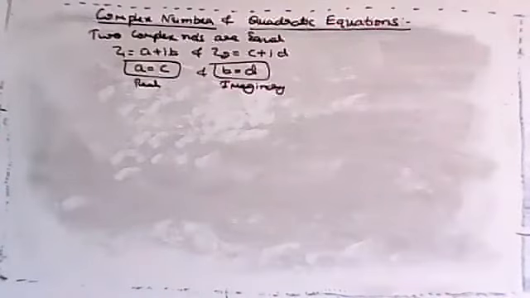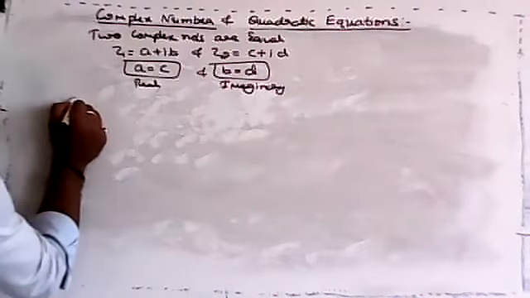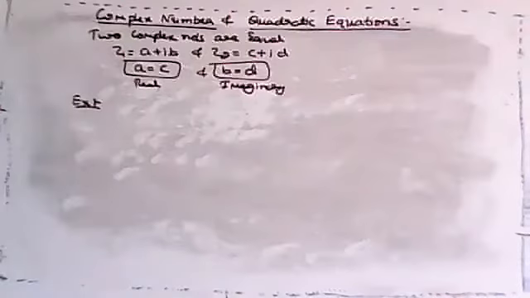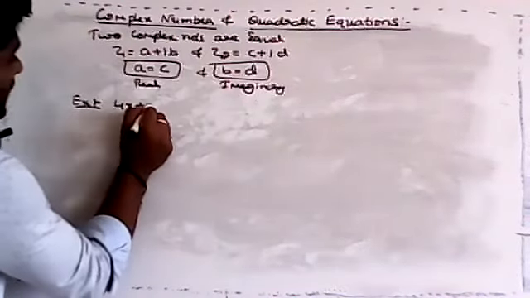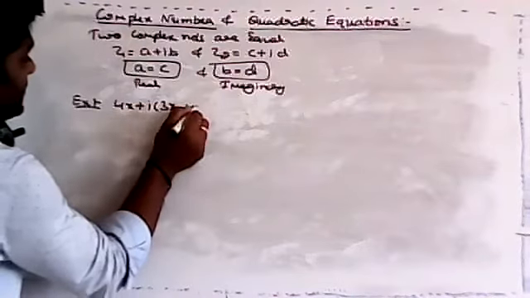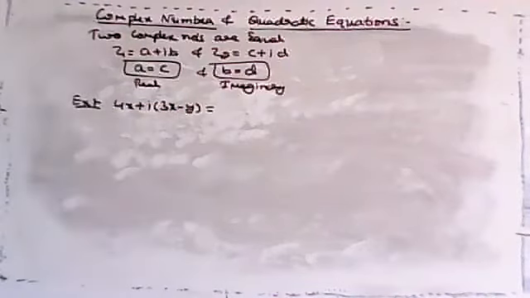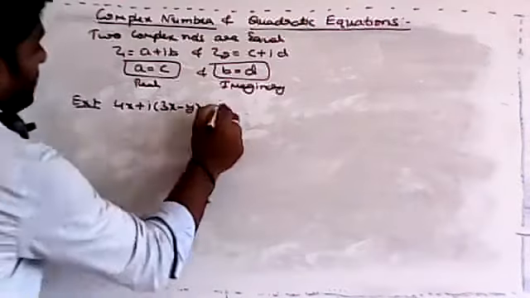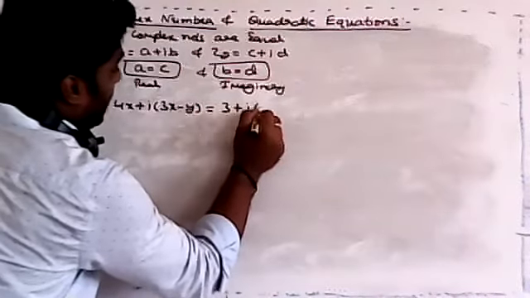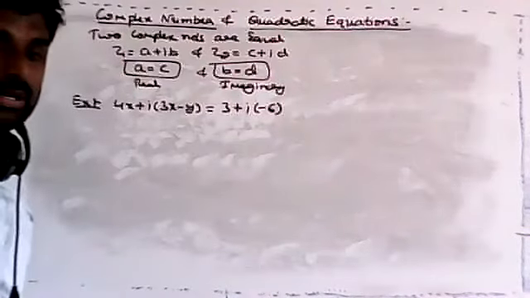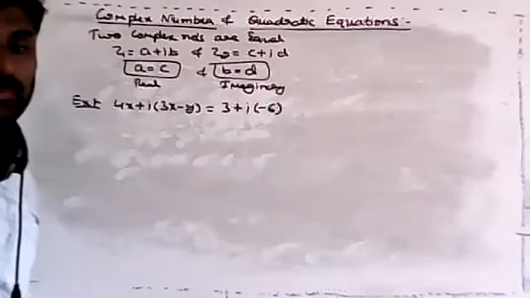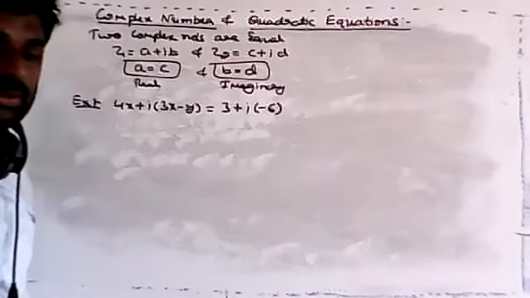Clear that one? Real and imaginary part. I'll take one example for this one. 4x plus i into (3x minus y) is equal to 3 plus i into minus 6. Both are equal. Now how do we solve this one?